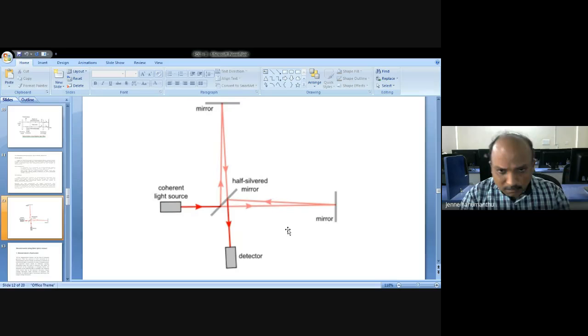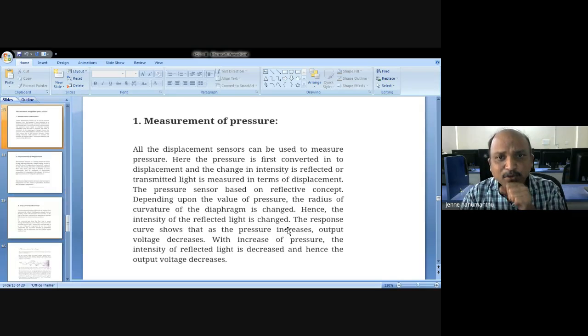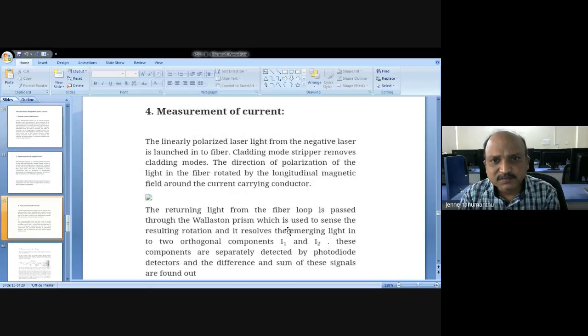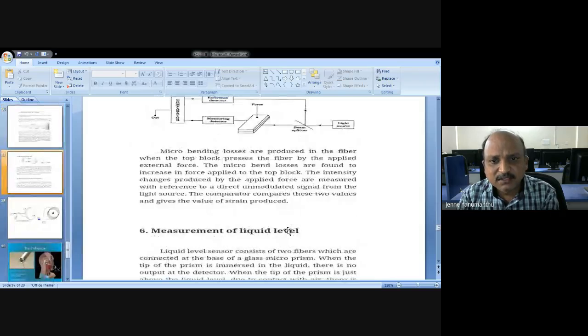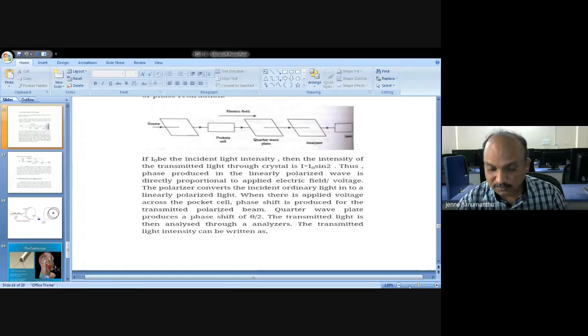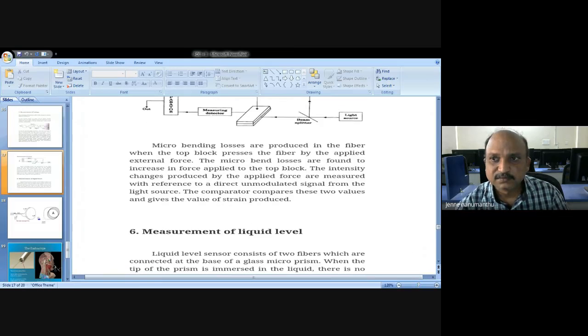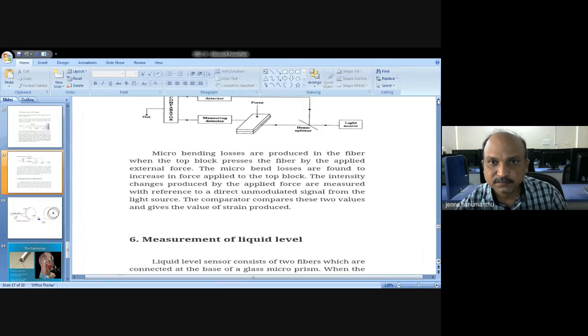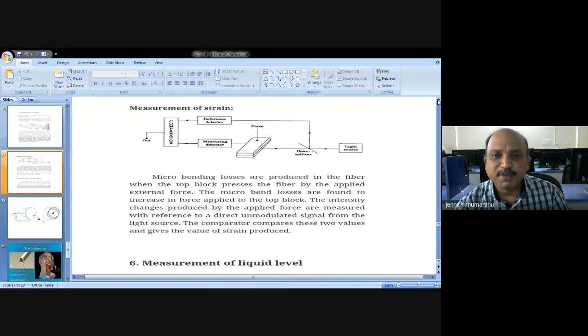And one more, pressure. Yeah, come to this case. So in this, measurement of strain.